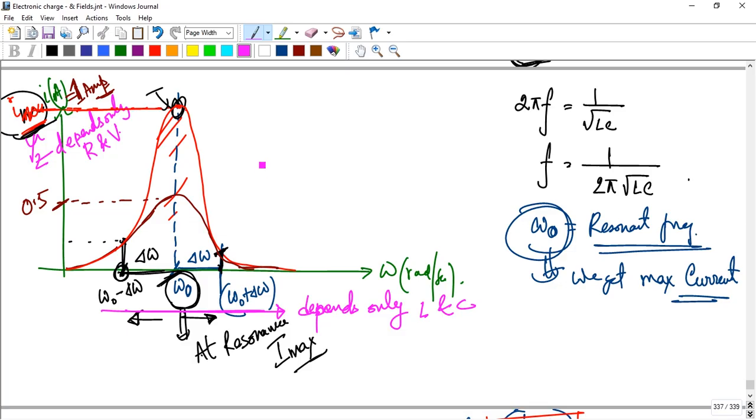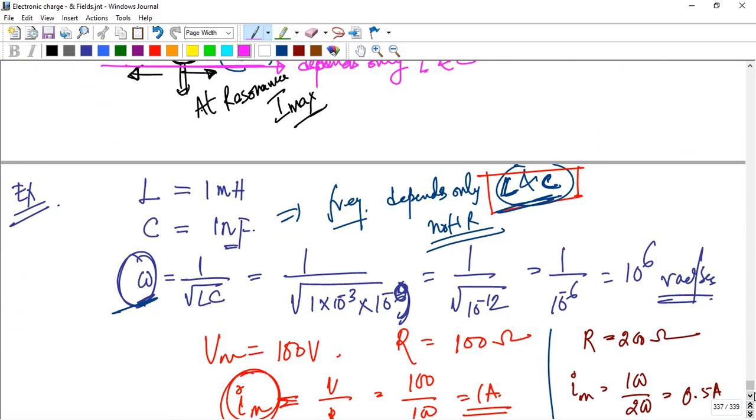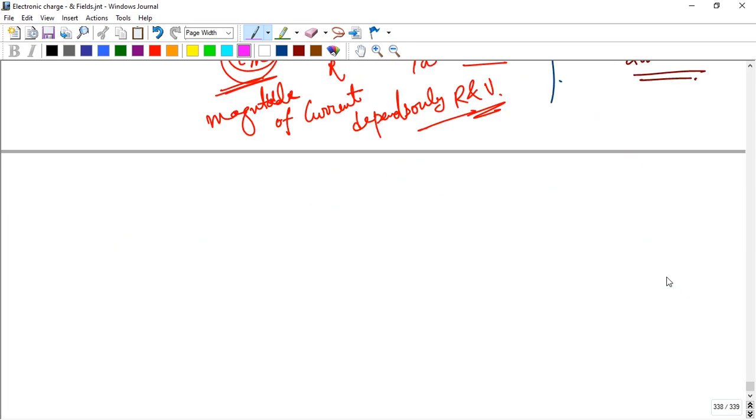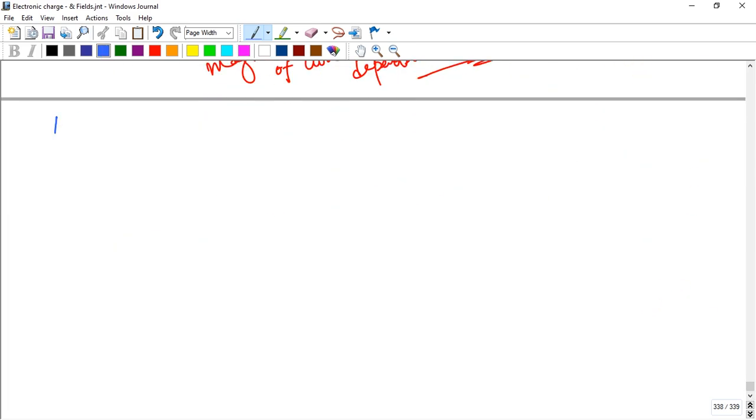Okay, the resonant frequency depends on XC and XL, and the current depends on the voltage and resistor. So this resonant circuit is used in tuning circuits.